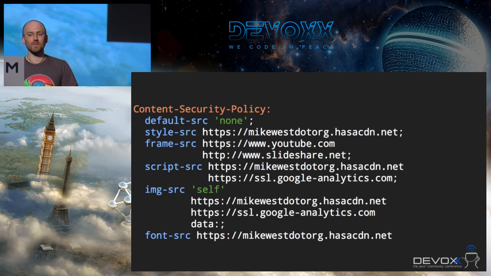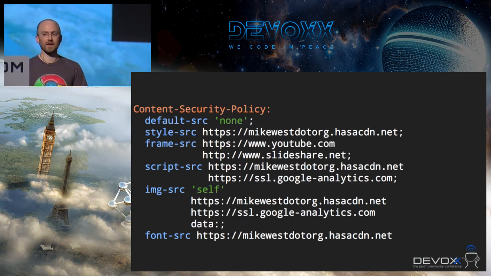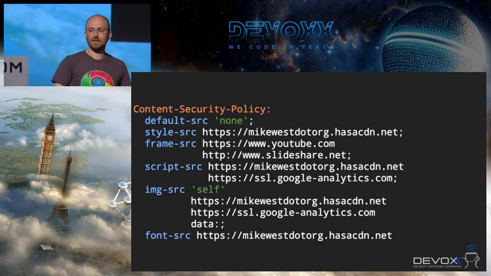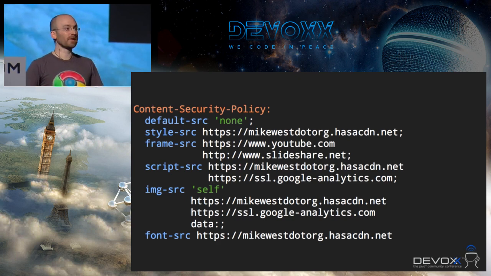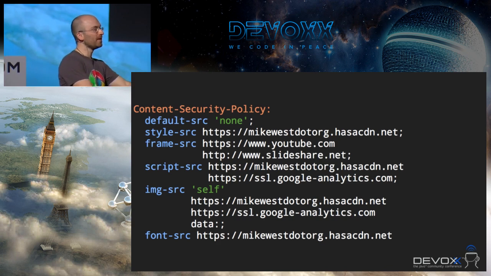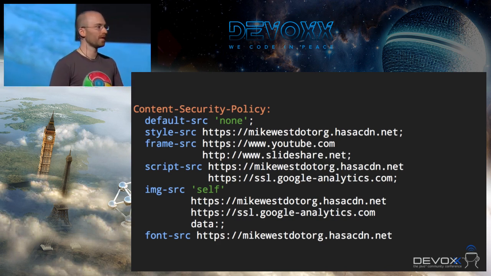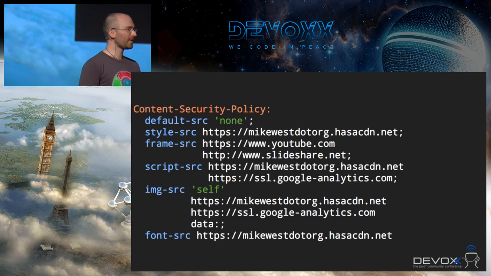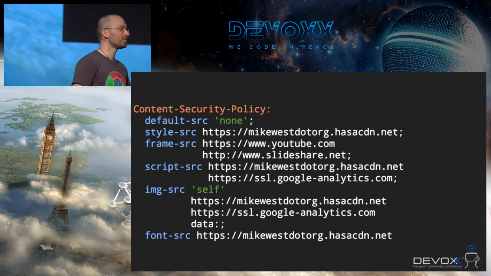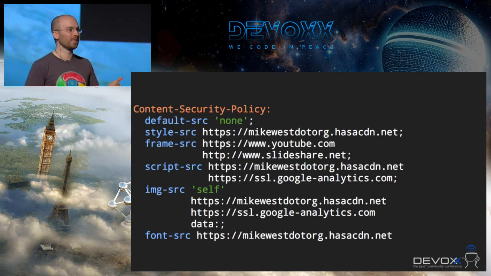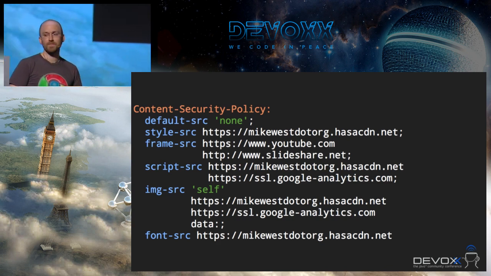We can skip down to script source, which does the same thing. It says mikewest.org.hasacdn.net and ssl.googleanalytics.com are both valid sources of script. If I load script from these origins, they're trusted. If I load it from any other origin, it's untrusted. So if someone was able to inject a script tag into my site, they would need to ensure that their malicious script existed on one of these two servers, which would be a very difficult problem indeed.